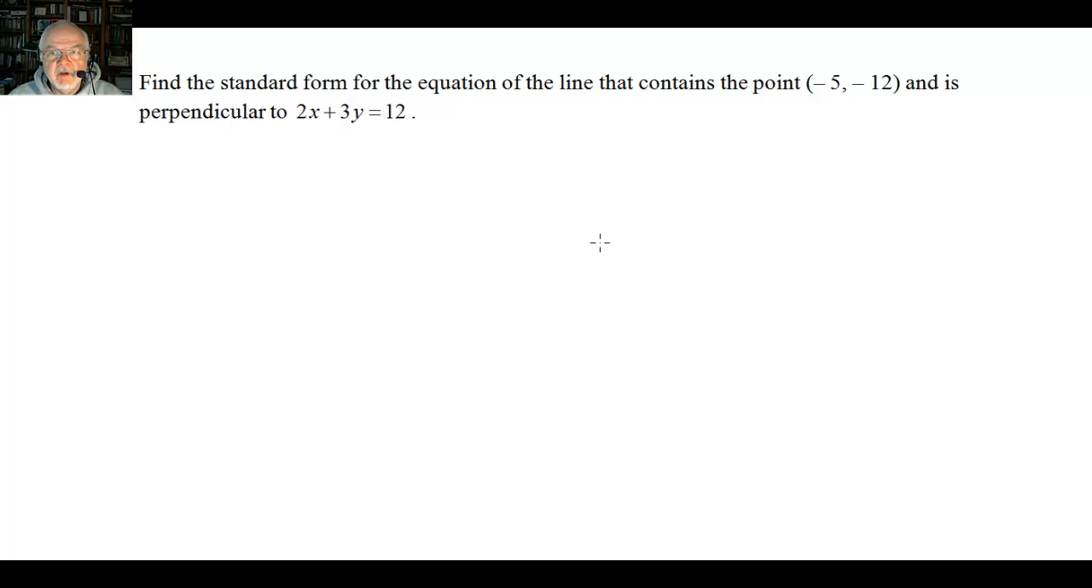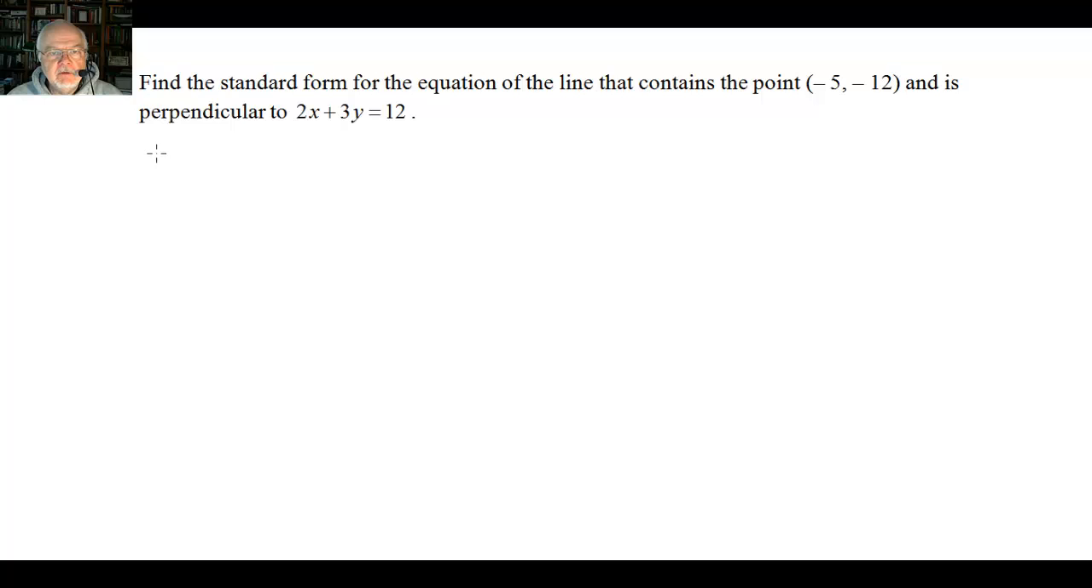Alright, here's an interesting variation of the problems we've been doing. Basically, the problem says find the standard form for the equation of a line that contains the point (-5, -12) and is perpendicular to the line 2x + 3y = 12.